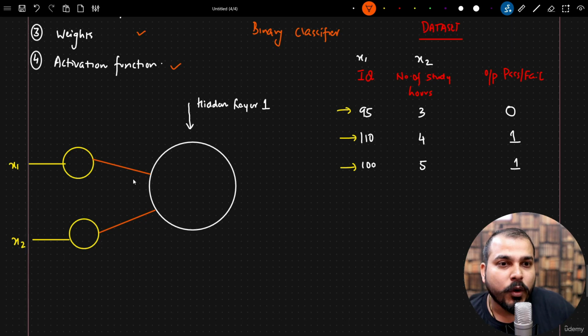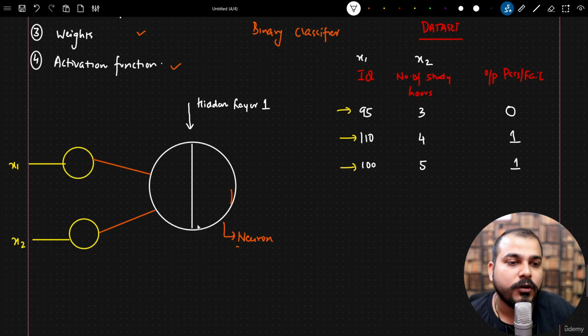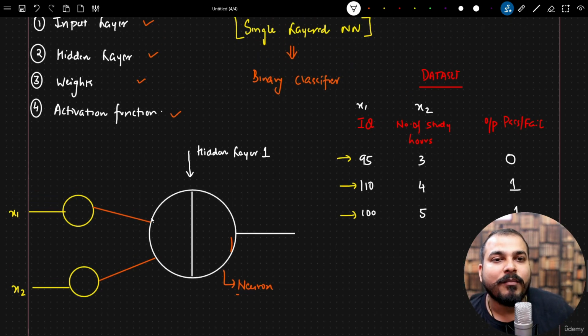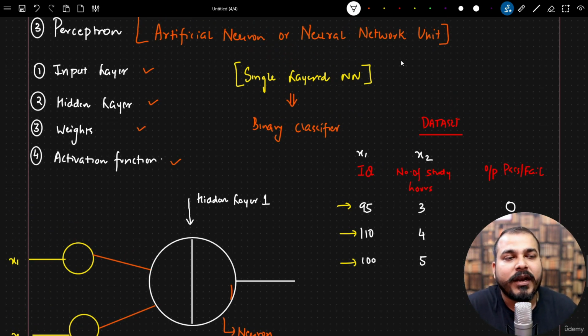I'm basically showing you the architecture, the diagram of a Perceptron. I have already told you x1 and x2 are my inputs, and they will go one by one over here. Now in this hidden layer, this is a neuron. I'll talk about the importance of the neuron later. In this neuron, we specifically perform 2 tasks and then we give the output. Now, this is the diagram of a Perceptron, a very simple neural network unit.